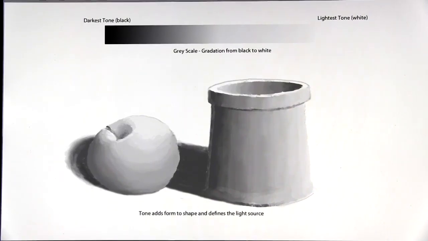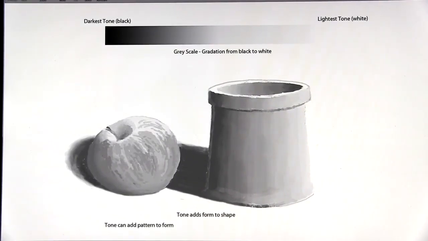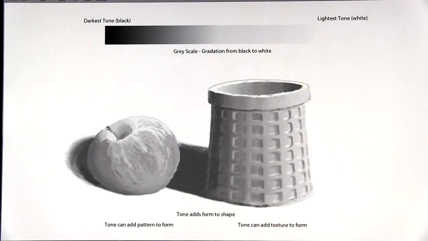As if that were not enough, tone can add pattern to form, as in the flecks on the skin of the apple, and texture, as in the etched surface of the pot. The texture could be shown as rough, smooth, hard, soft, wet or dry. In fact, the only thing we don't know about the apple and the pot are their colours.